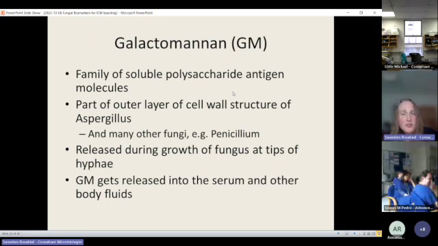Moving on to galactomannan, it isn't a single molecule, it's a family of soluble polysaccharide molecules that form the cell wall structure of Aspergillus, but also many other fungi, notably Penicillium, which again is a ubiquitous fungus, which most of you will be able to find on your fruit or in your bread bin if you've been on call for a weekend and haven't cleaned away. It's released during the growth of the fungus and at the tips of the hyphae. So if you get a positive, then that is suggestive of active growth. Then because it's soluble, it goes into the serum and other body compartments and is detectable.